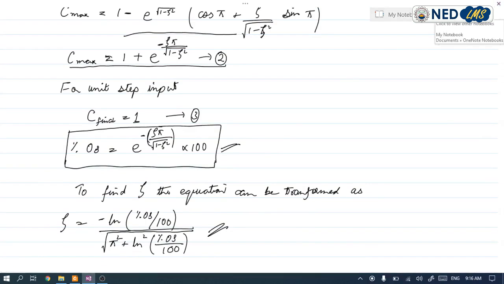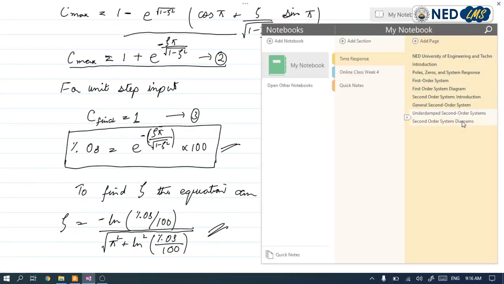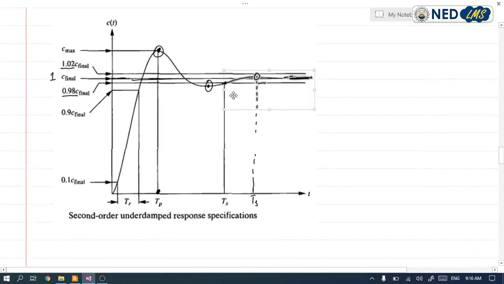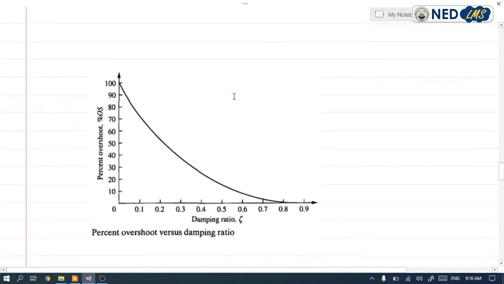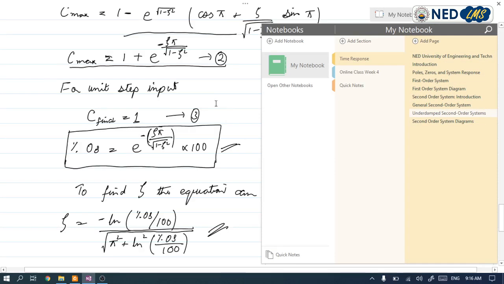The plot between damping ratio zeta and percentage overshoot will look like this. It is clear from the graph that if the damping ratio is 0, the percentage overshoot will be maximum, and if the value of damping ratio increases, the percentage overshoot value will decrease. Now we will discuss the term settling time.